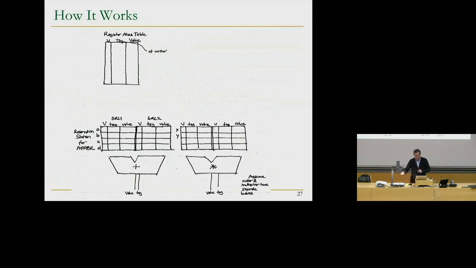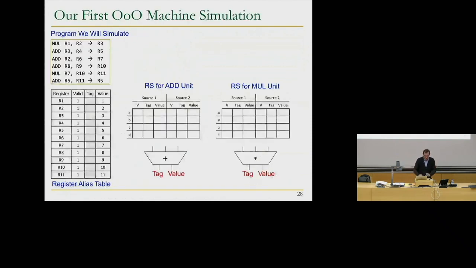In the past, I used to draw this by hand, but one of your colleagues who took this course about 2 years ago was nice enough to provide animations for what I used to draw by hand. So we're going to use the animations now. This is the animation beginning. Okay. So this is the program we're going to simulate. It's the same program that I showed you, multiplies and adds. This is the initial value of the register alias table.